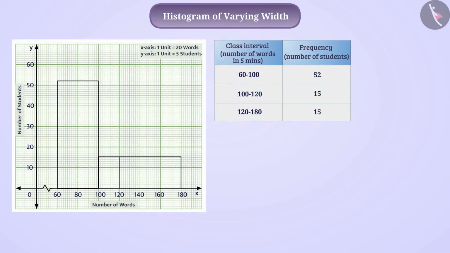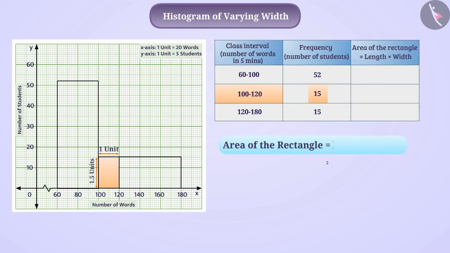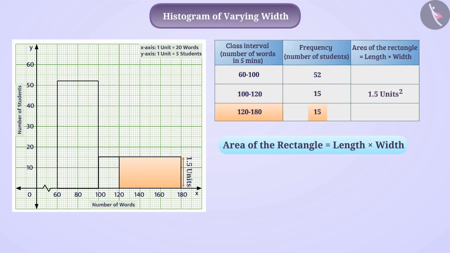Here we see that the rectangle representing the frequency 15 of the class interval 100 to 120 is 1.5 units in length and 1 unit of width. Thus, the area of this rectangle is length multiplied by width, which is equal to 1.5 square units. Similarly, the rectangle denoting the frequency 15 of the class interval 120 to 180 is 1.5 units in length and 3 units of width. Thus, the area of this rectangle is equal to 4.5 square units.